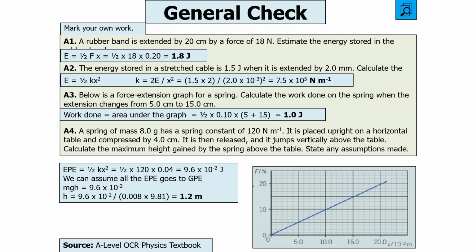You can then assume all the elastic potential energy will go to gravitational potential energy, so therefore we can say that this value will equal mgh. So h will equal 9.6 times 10 to the minus 2 over 0.008, which is the grams into kilograms, times by 9.81, which is 1.2 meters.